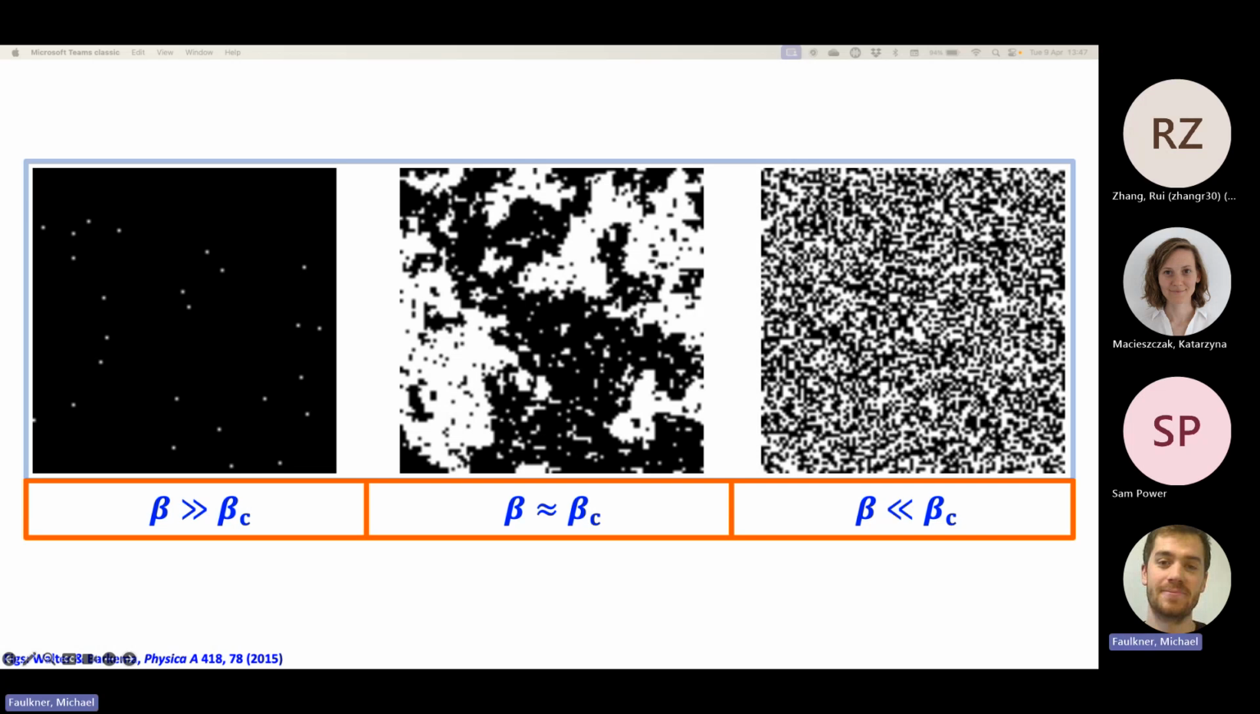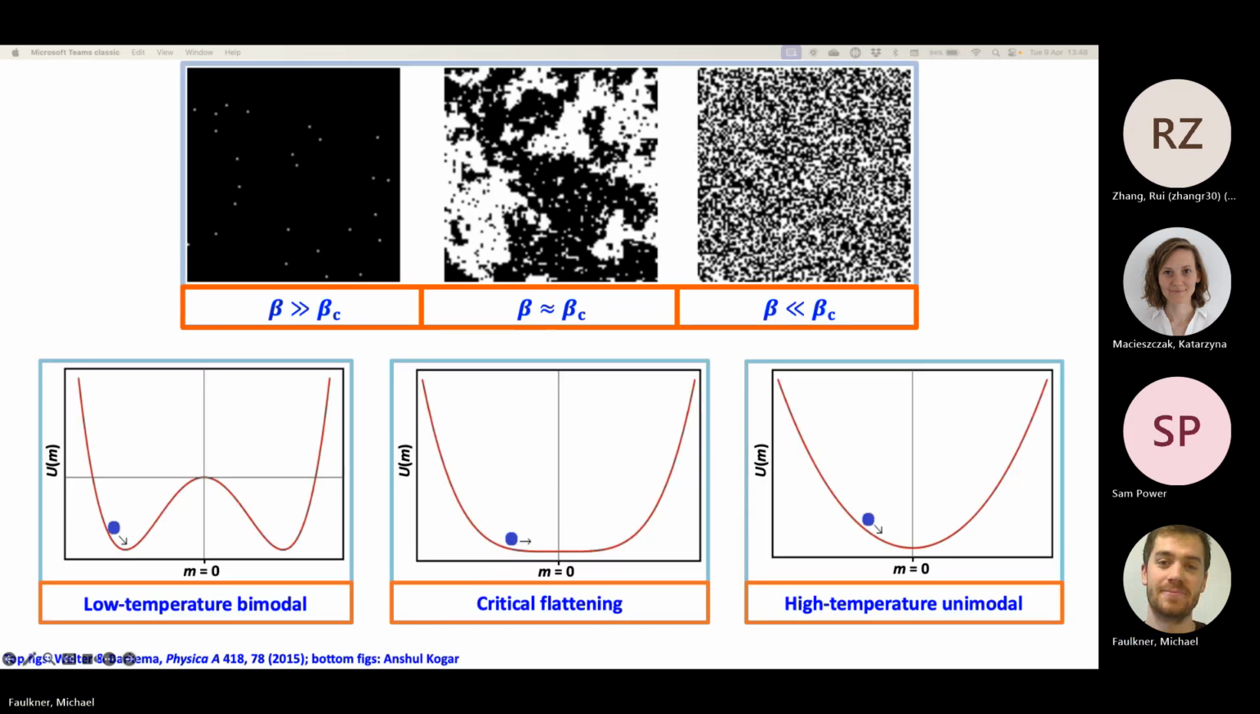As you move from high temperature to low temperature, larger and larger clusters of correlated spins appear in the system, and you get large regions in which the spins all point up and large regions in which the spins all point down. So this results in these large clusters that you view at the transition here.